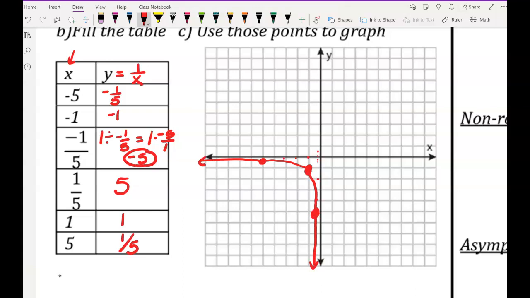Then the other side, when x is 1/5, we're going to go up 5, super close to that y-axis. When x is 1, y is 1. When x is 5, I'm going to go a little bit above the x-axis. Okay, go all the way up. All right, now put arrows on the ends because we only use 3 dots for each part, that does not mean it doesn't go on indefinitely.